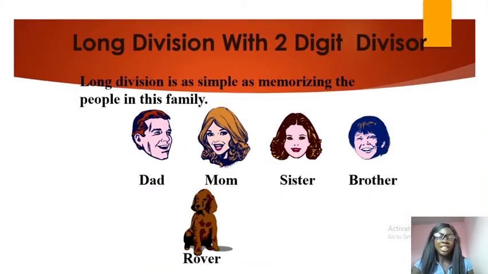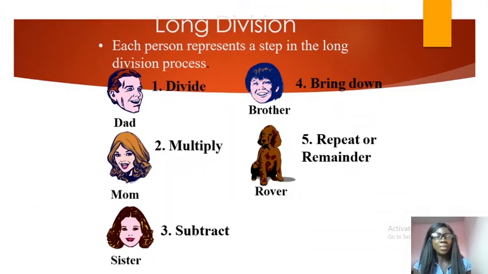So we are still going to be using the members of our family. We are going to be using daddy, mommy, sister, brother, and our pet Rover. Our daddy is going to be our divide, just like we did in the last class. Our mommy will be helping us to multiply. Our sister is going to help us to subtract, and our brother will just be bringing down, and our pet will help us to repeat. It will enable us to know if we're going to repeat the step again or we're just going to end it. Okay, so let's start.